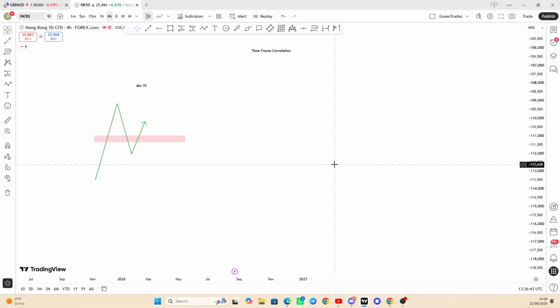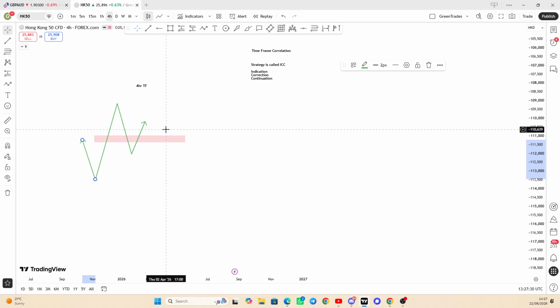We know that from the strategy that we trade, ICC. Trade by side. We trade ICC, which is indication, correction, and continuation, right? So what do we mean by indication? Indication is when swing highs and swing lows are being broken. So for this particular structure, if you come into the market and then you see something like this, you know that this has indicated that the market wants to go up.